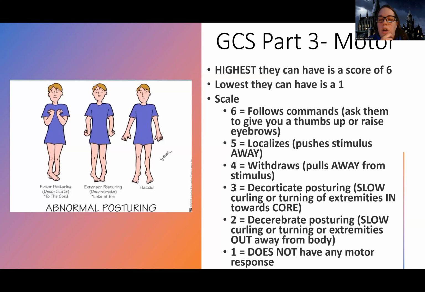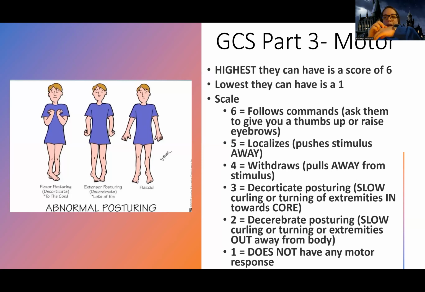All right. So the next two are really low levels of functioning. It's what's called posturing. I talked about it in my ICP video. This is where your brain is just operating on reflexes. With these patients, you can have decorticate, and I always think that you're turning everything into your core, you're protecting your core. Decorticate posturing is slow.